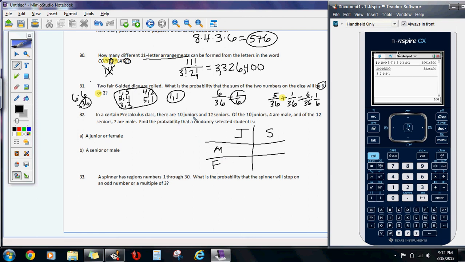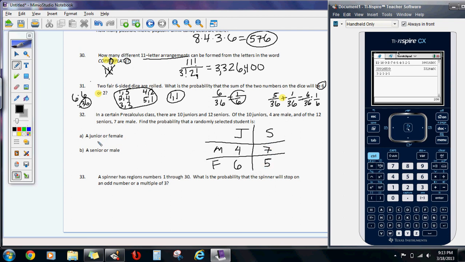There are 10 juniors. Okay, so out of this column here we're going to have 10. Of the 10 juniors, 4 are male. So there are 4 male juniors and there are then 6 female juniors. 12 seniors total, 7 male. So the 7 male seniors are here and a 5 goes right there.